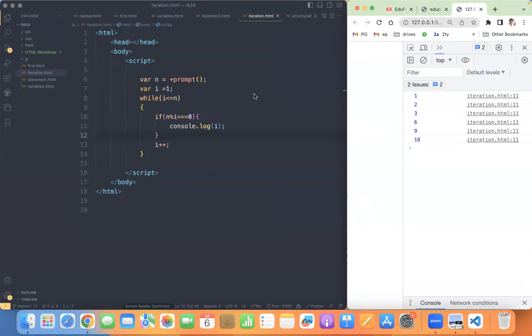I want to print only the even factors. Okay. What changes should I make in this while loop to get only even numbers? Yeah, please take.